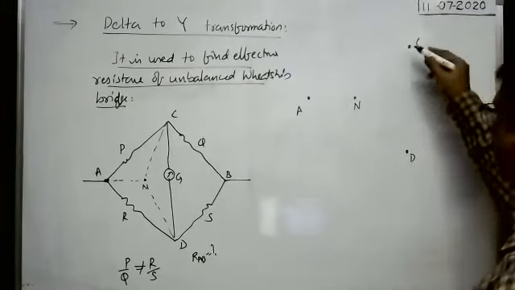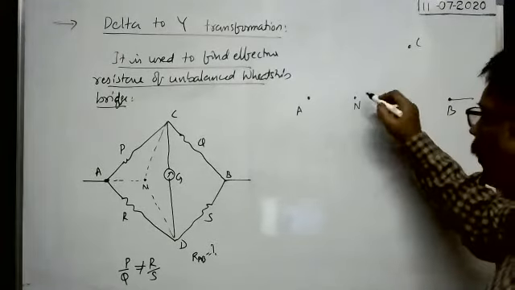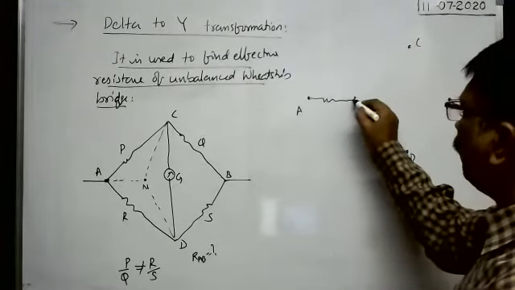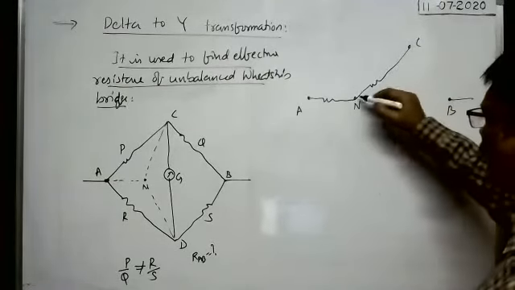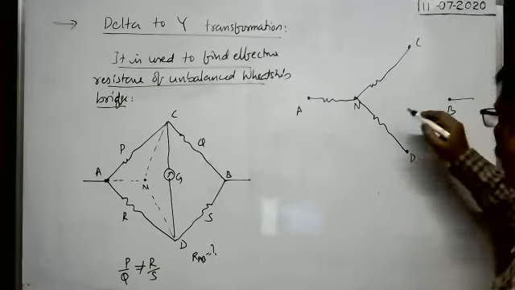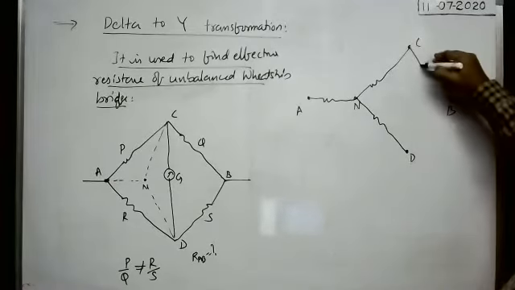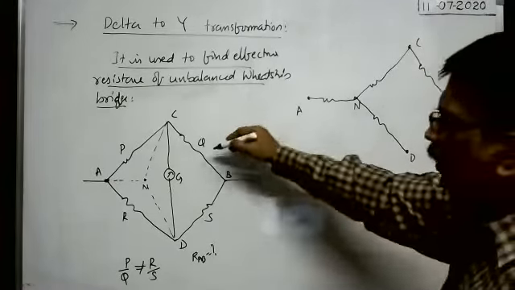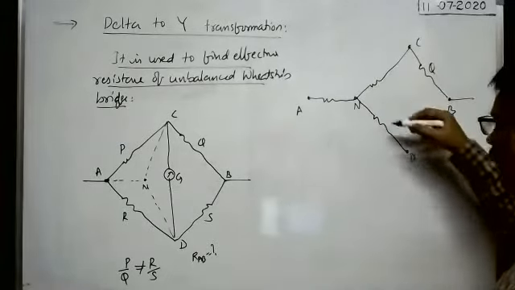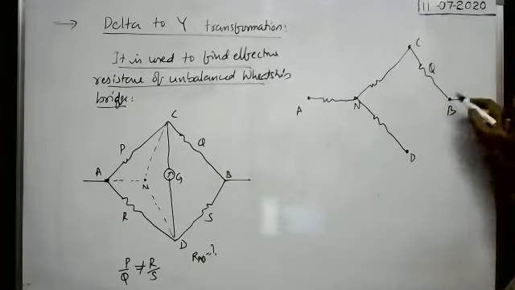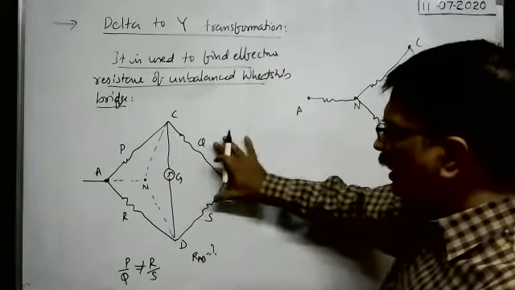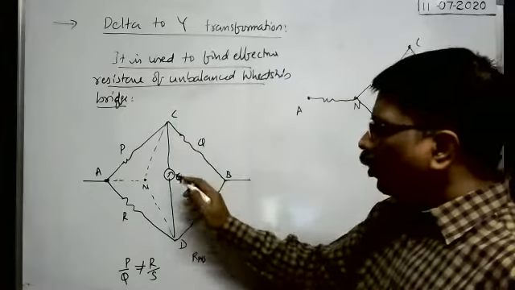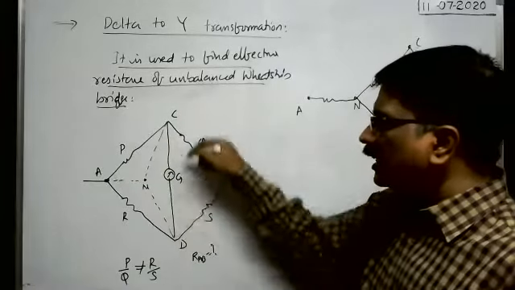It is A, B, C, D. We imagine another point here. Between A and D, one resistance is there. Between N and C, one more resistance is there. Between these two, one more resistance is there. Here, as usual, between C and B, resistance Q is there. Between D and B, one more resistance is here. These resistances are not changing. These are connected as usual between C and D only. Only the three resistances which are in the delta form.